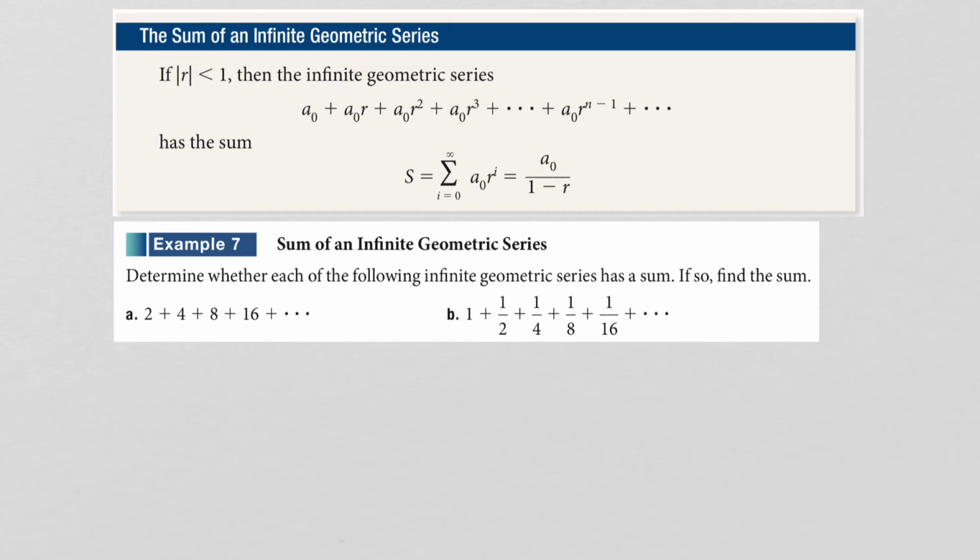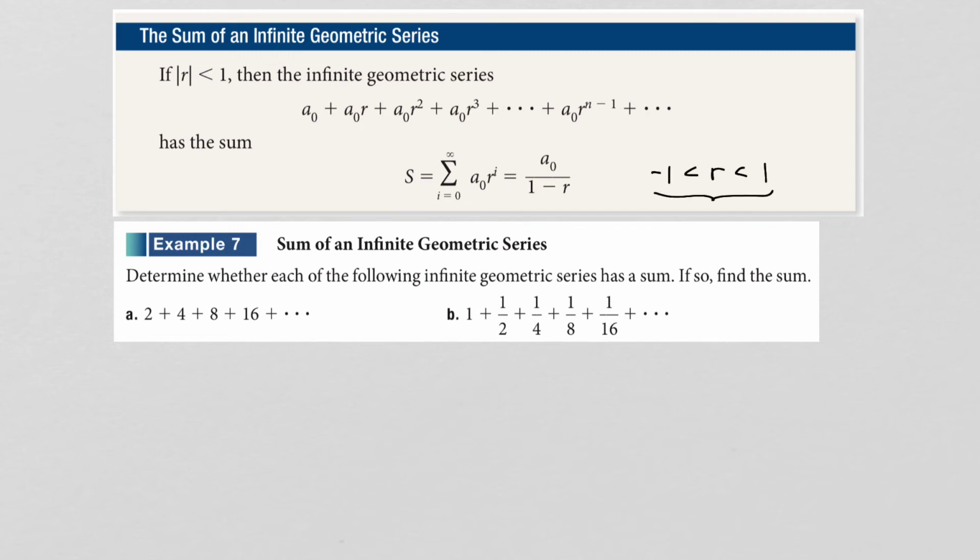But what if you are adding up an infinite geometric series? So you have numbers in a geometric sequence, but you're adding them up and you never stop, right? There is no last number. Can you find a sum? Well, you can if the common ratio is a number in between 1 and negative 1. So when we say the absolute value of r is less than 1, we're saying that r has to be a value in between negative 1 and positive 1.